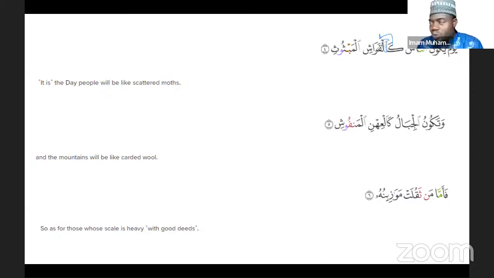Yawma yakunu an-nasu kal-farashil-mabthuth. Right, the ra is getting longer with one count. And so we have the sheen also having a kasra.